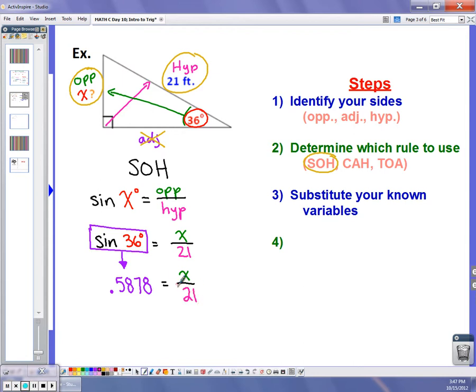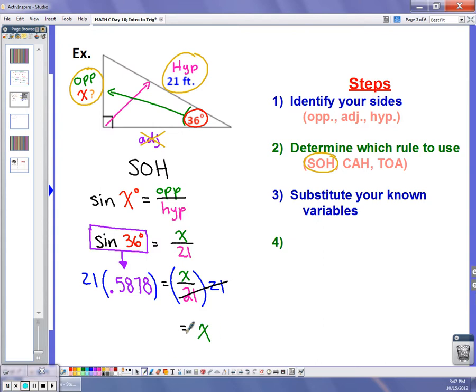Since we have x divided by 21, to get rid of our denominator, we multiply by whatever that denominator is, and that denominator happens to be 21. And what we do on one side, we do to the other. That way the two 21s will cancel out, and we're left with x.